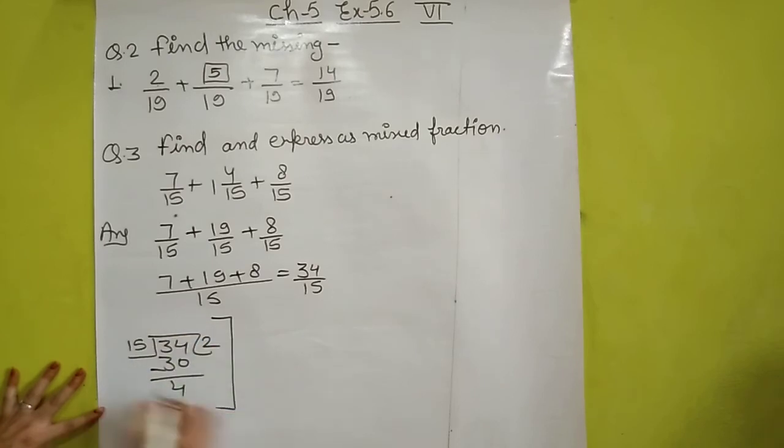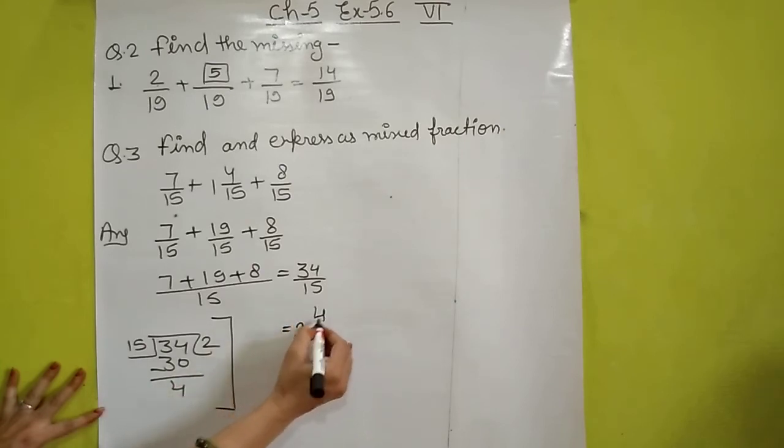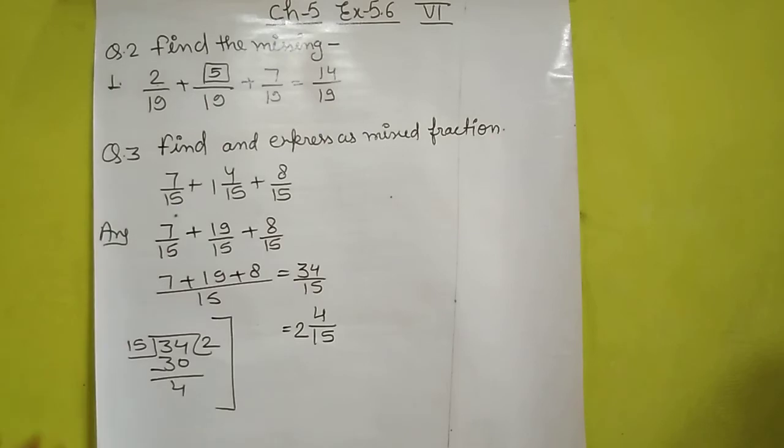Student, this you can do in rough column. Now what is your answer? This 2 will come as whole number. This 4 remainder will come upside as a numerator, and this 15 will come downside. And this will be your answer, 2 4 upon 15. Now students, question number 4 again, find the sum.